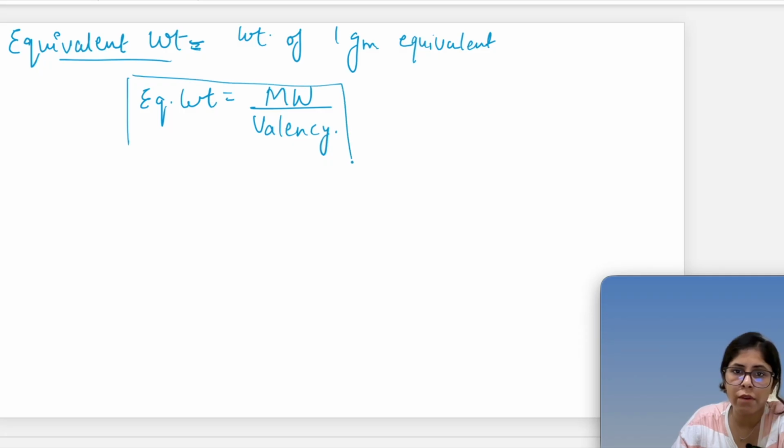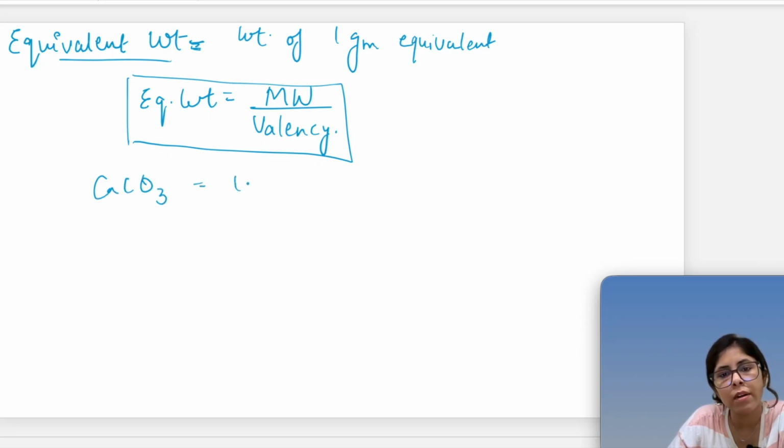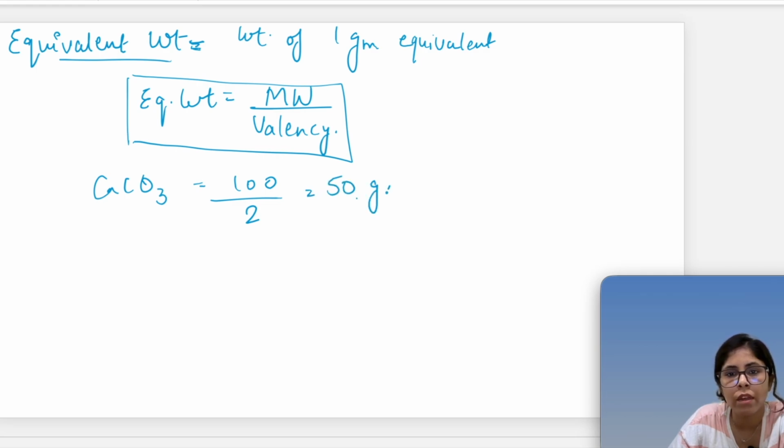So if I want to calculate the equivalent weight of CaCO3, the molecular weight is 100, and the valency, if I break it, is -2 and +2. So that valency is 2. So the equivalent weight is 50 grams. Right? So this is what equivalent weight is.